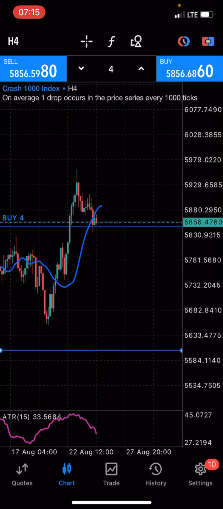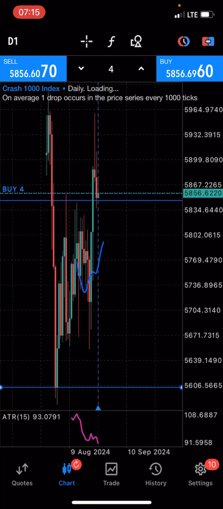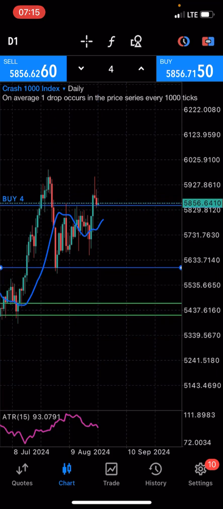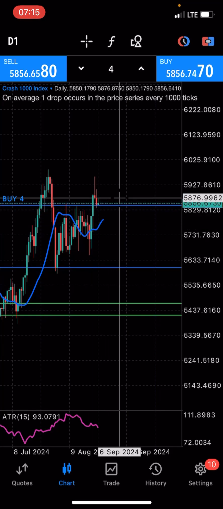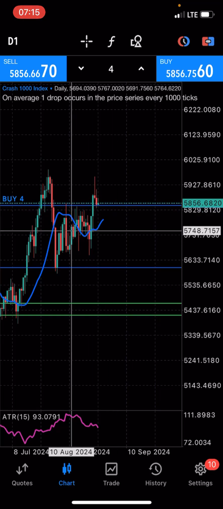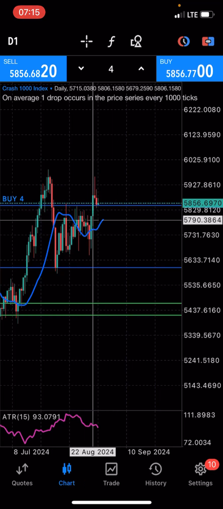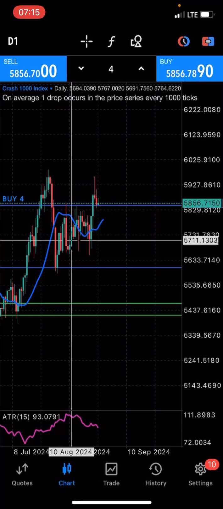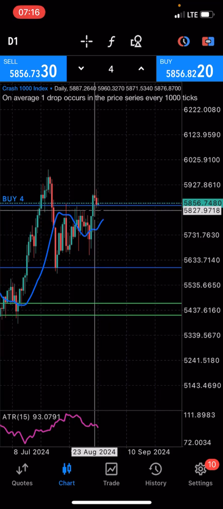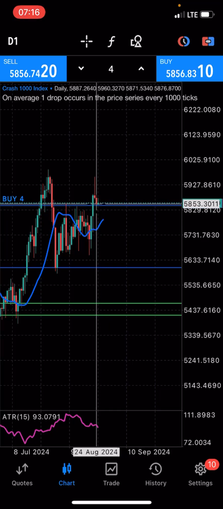So this is the H4 and this is the daily. Now, looking at this, we can actually see that we have resistance here, which, for this particular set of candles, served as a resistance and is now about to serve as a support.